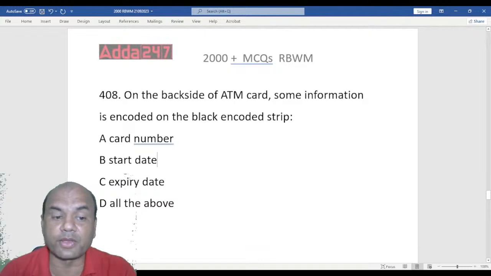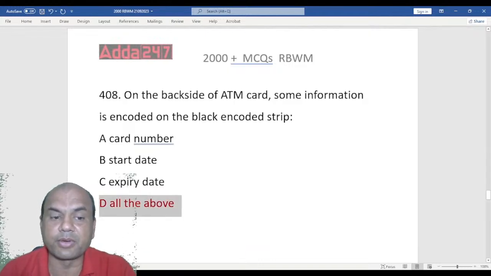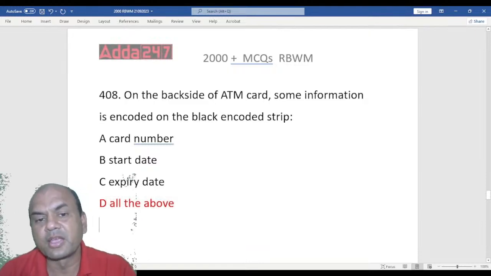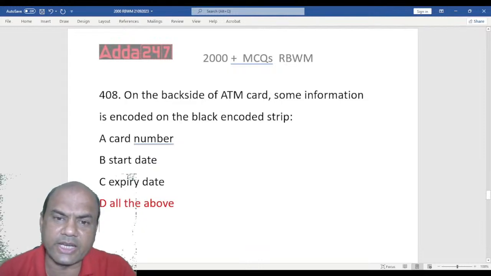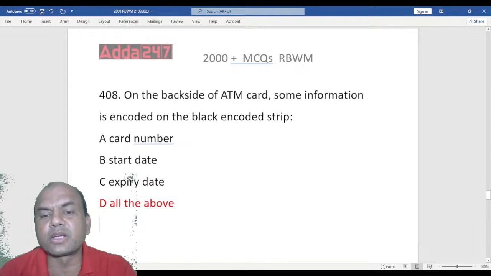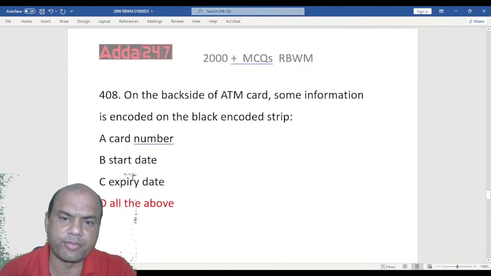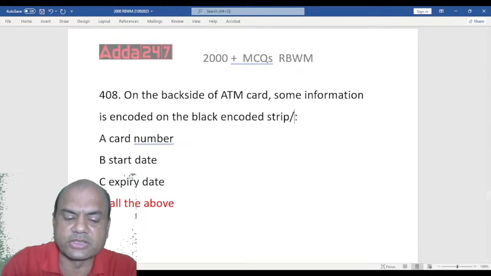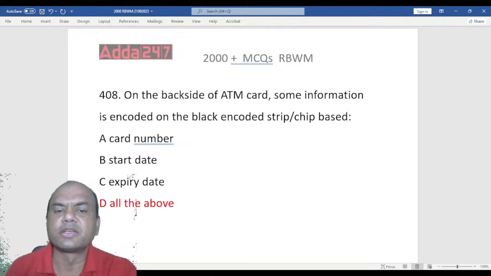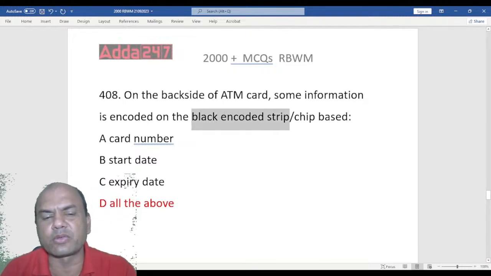It is all of the above. Remember, all of the above. This card number, start number, expiry date, everything is given. Nowadays, on this ATM card, which we now call a debit card, this black encoded strip is gone. We have chip based cards. So the same logic applies for chip based also. Some cards might still have the black encoded strip.